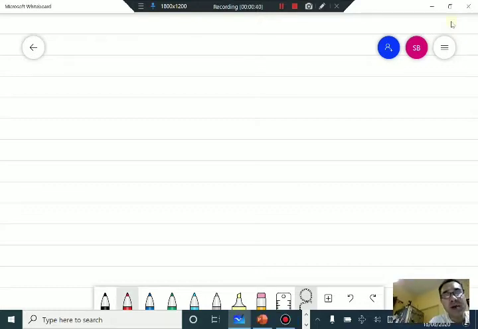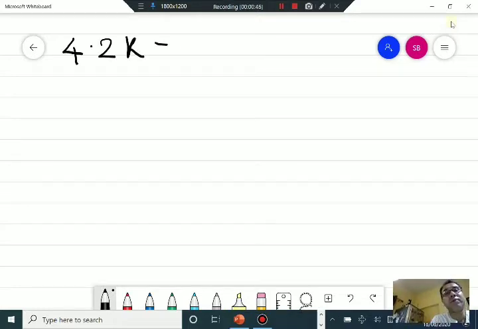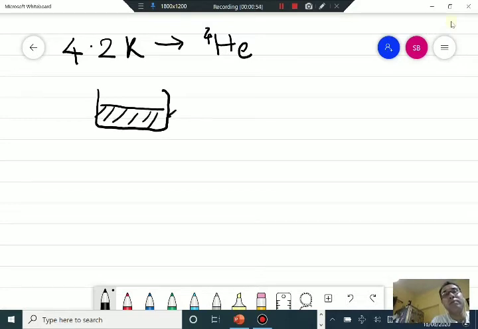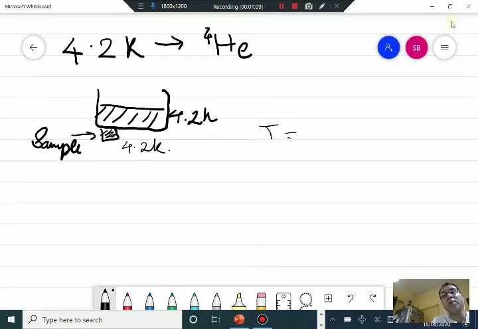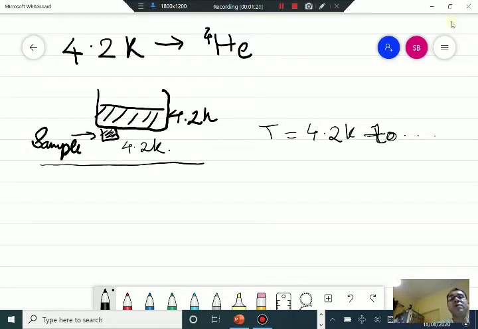For helium it is 4.2 Kelvin. So what you can do is maintain helium at 4.2 Kelvin, and if you put a sample on this container, this is your sample, very soon it will reach 4.2 Kelvin. And so you can do temperatures from 4.2 Kelvin up to whatever higher temperatures you want. So you can in principle go down to temperatures as low as 4.2 Kelvin.